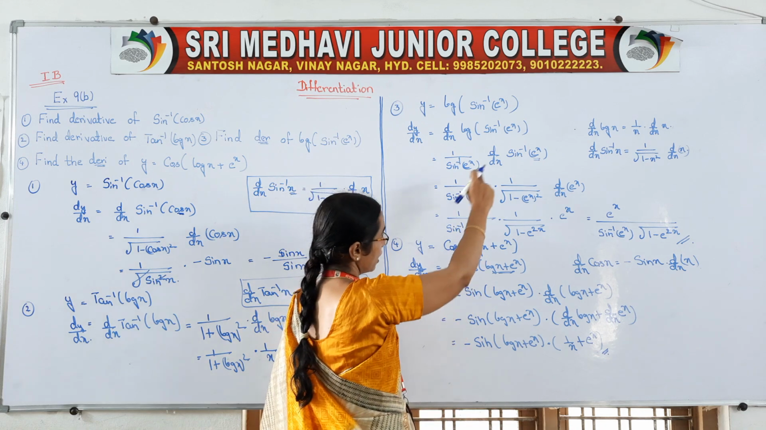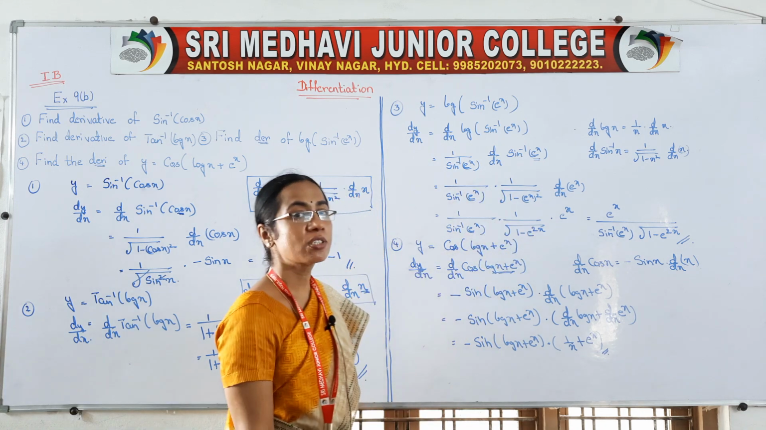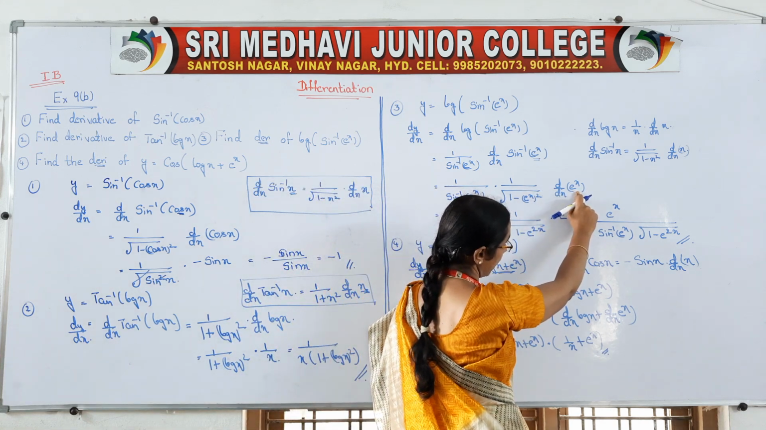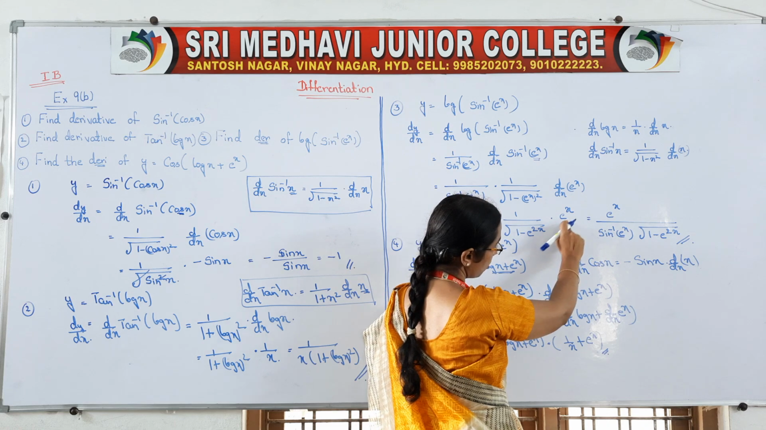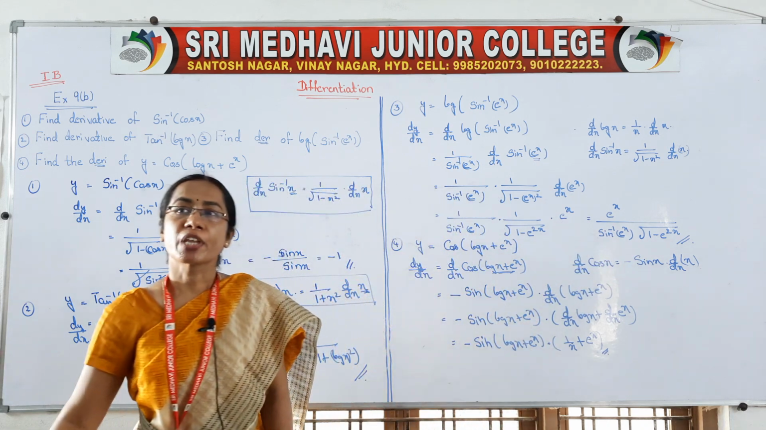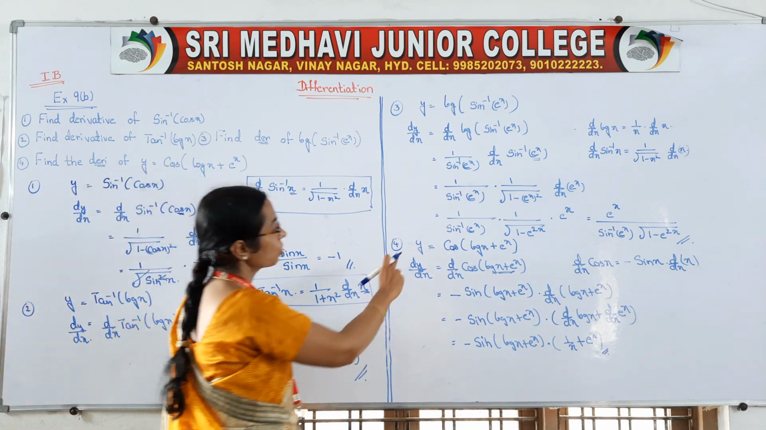Okay, so we can write that as 1 by root of 1 minus e to the power of x whole square into d by dx of e to the power of x. So d by dx of e to the power of x is e to the power of x. Simplify, you will get your answer. Okay. Next come to the fourth question.